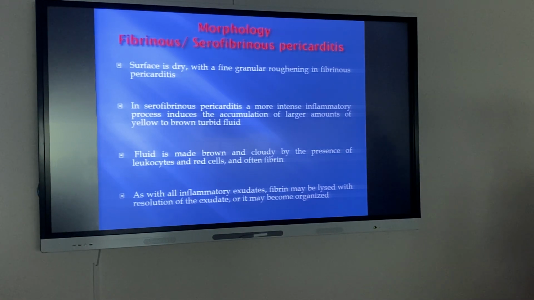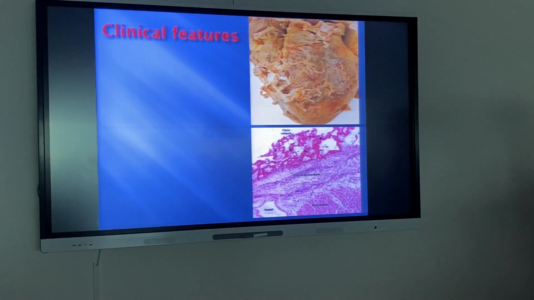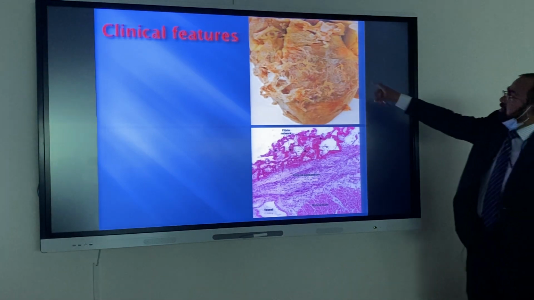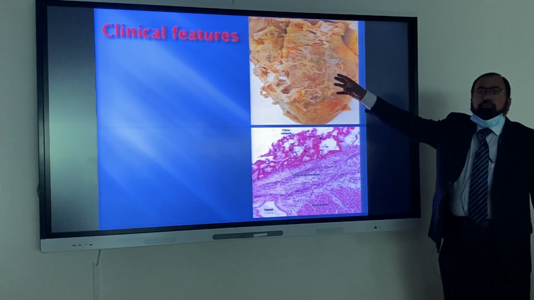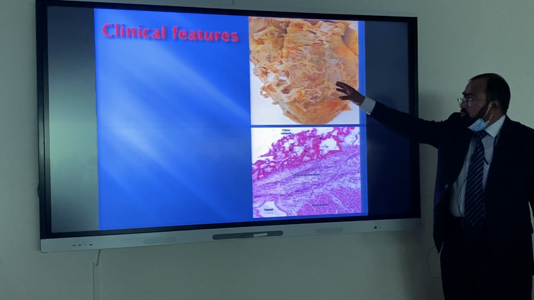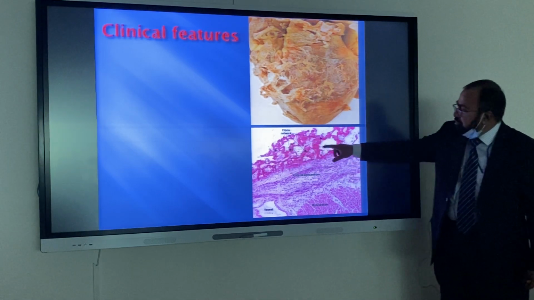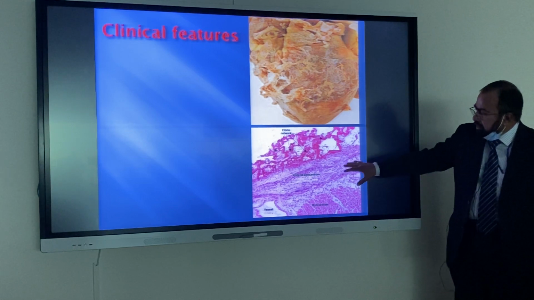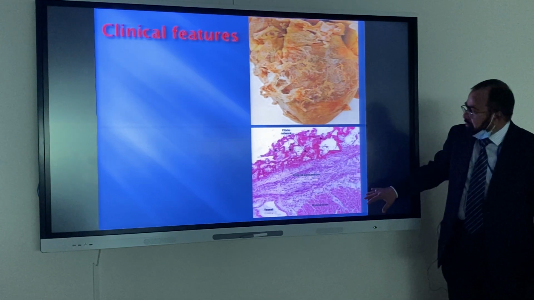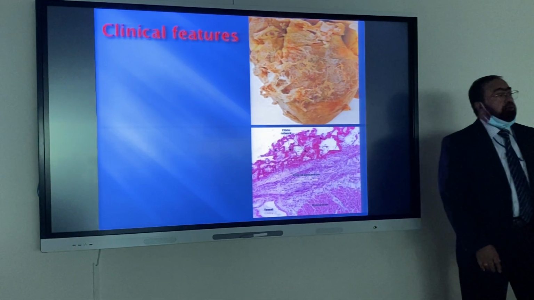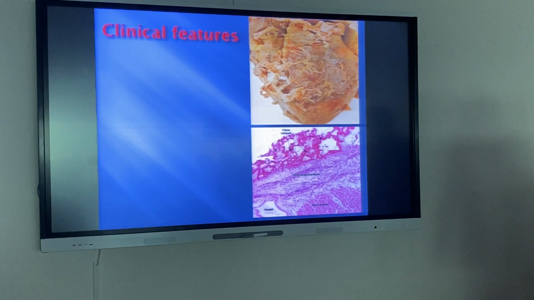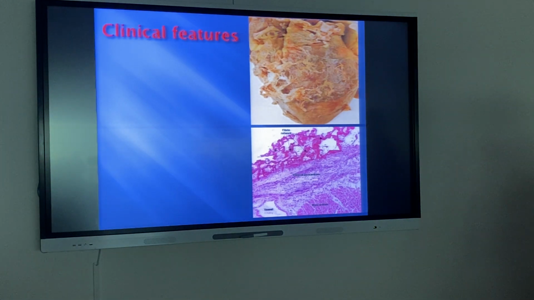Okay. Now this is how it looks. You can see this brownish area. These are all fibrin meshwork, and if you see under the microscope, these are all fibrin meshwork with lymphocytes and neutrophils. These are actually visceral pericardium. This is pericarditis. Now this is also called bread and butter type of pericarditis. Why bread and butter? That's the most common.